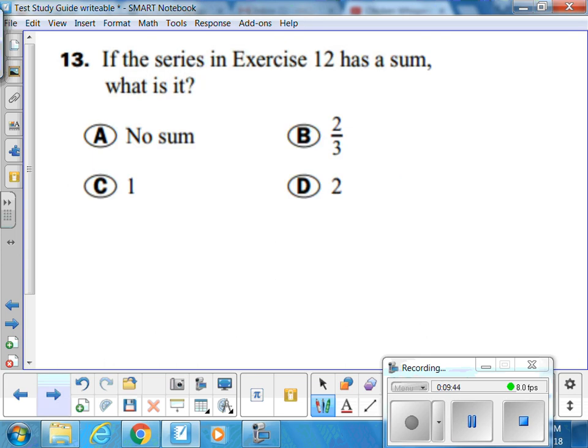I just looked at this and said, oh gosh, exercise 12. We'll have to go find exercise 12. If the series in exercise 12 has a sum, what is it? Let's go find exercise 12, shall we? It's funny calling it exercise 12.